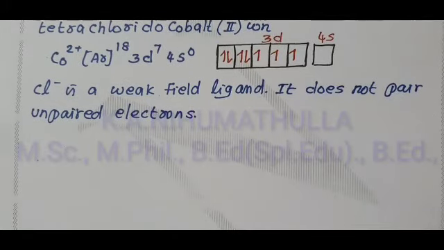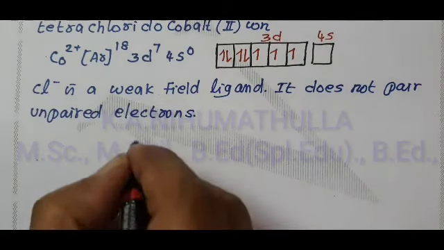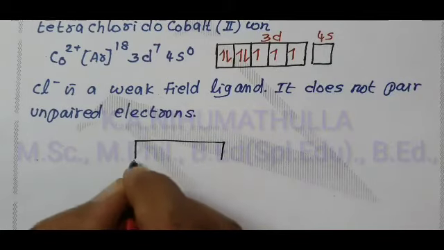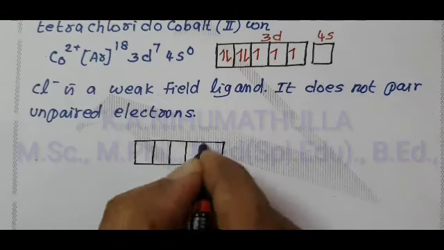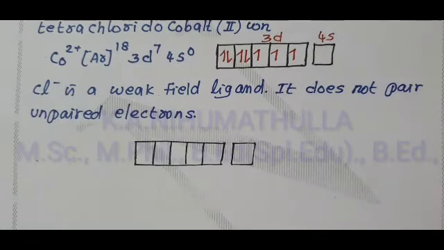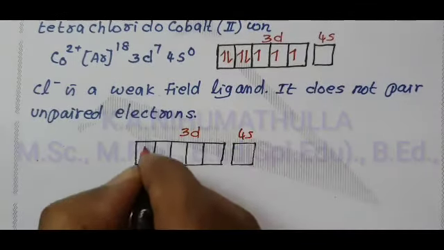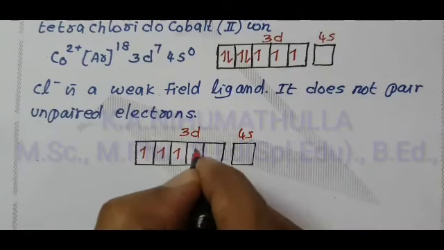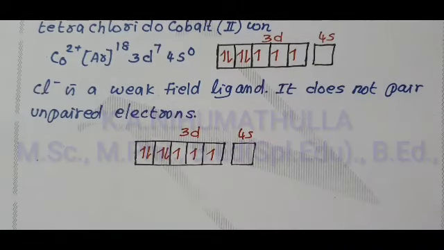So write once again the electronic box form of the electronic configuration of cobalt 2+: 3d with 5 orientations dxy, yz, zx, x squared minus y squared, z squared, and the 4s orbital. Fill the electrons in 3d and in 4s. 3d: 1, 2, 3, 4, 5, 6, 7. There is no pairing that takes place.